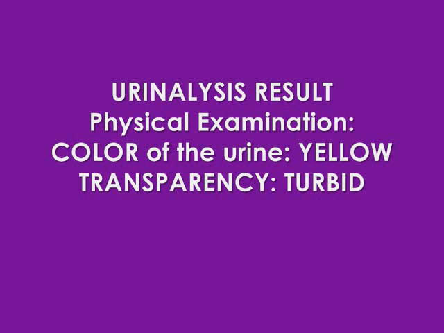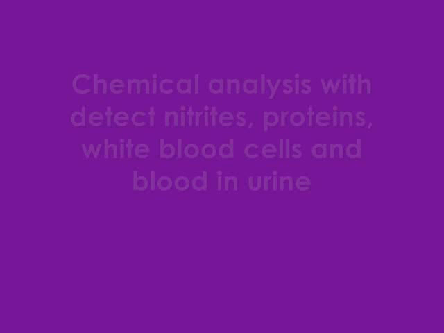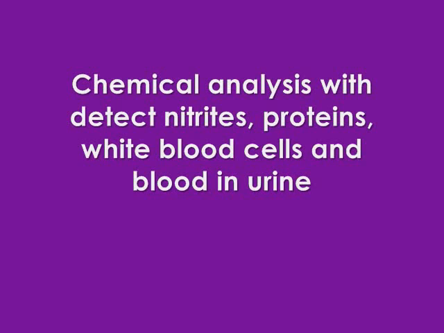Urinalysis result. Physical examination. The color of the urine is yellow, while the transparency is turbid. Chemical analysis. In a person with UTI, the chemical analysis will detect nitrates, protein, white blood cells, and blood in the urine. Nitrates are byproducts of bacterial metabolism. Protein is detected because the bacteria are made from it. The blood is present in the urine as a result of inflammation caused by bacteria.